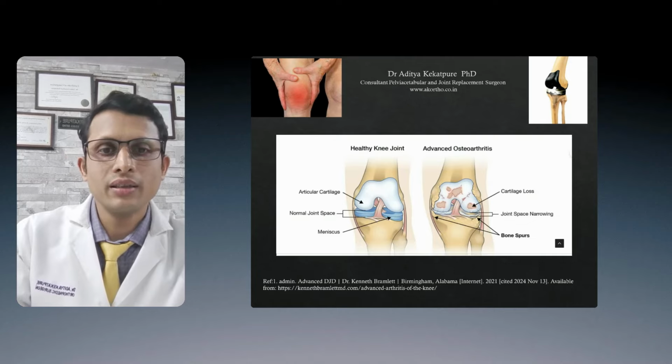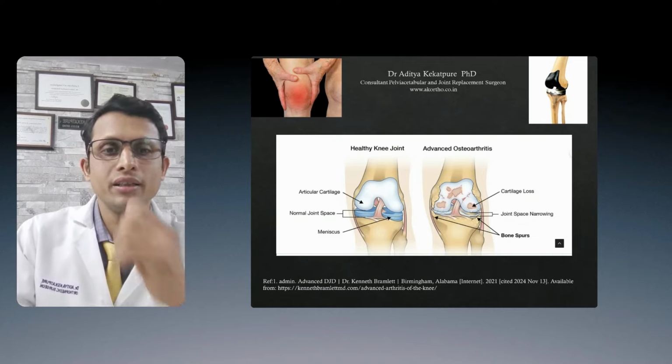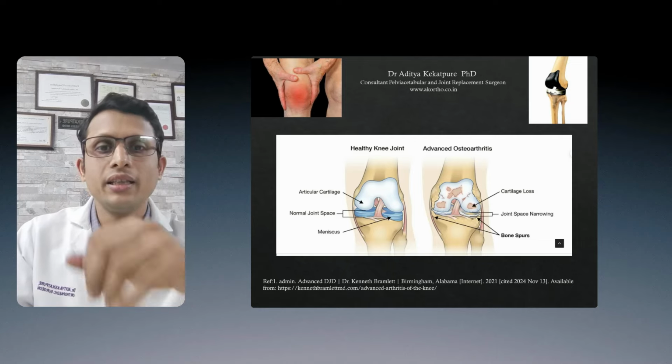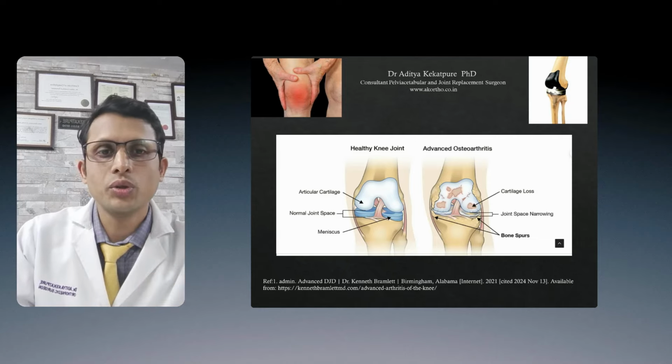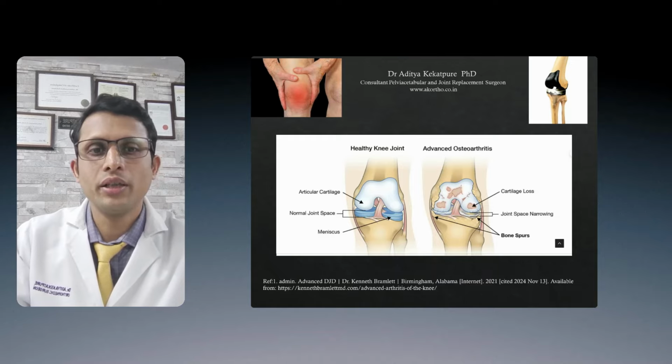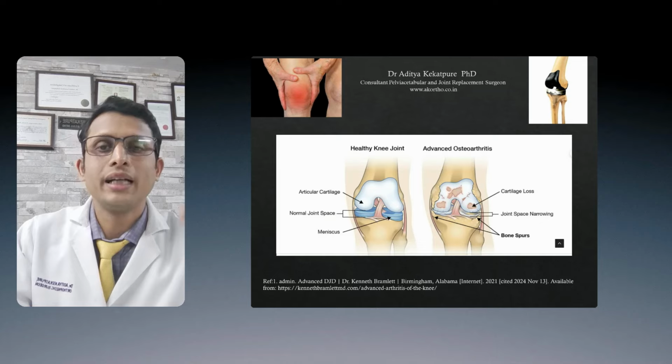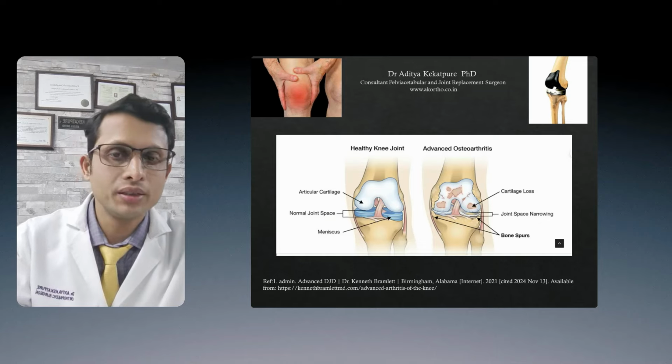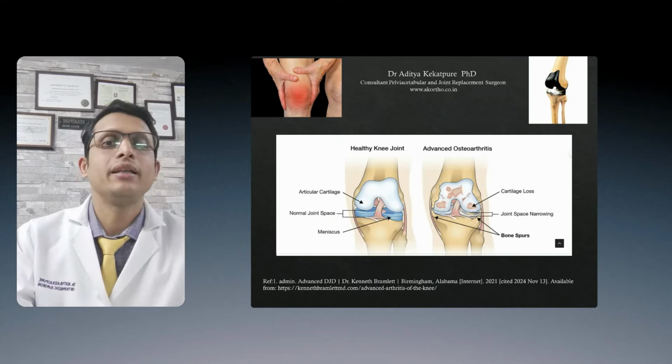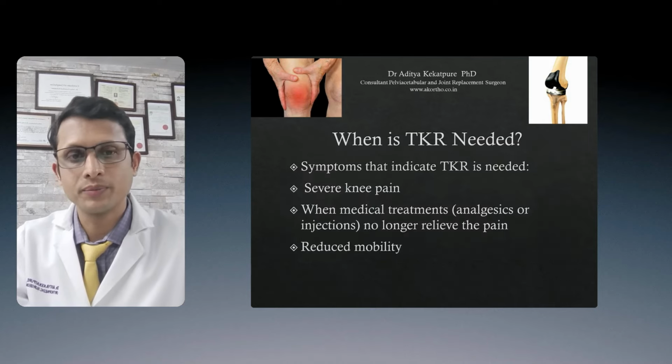Now you can see in this slide a healthy cartilage on the left side, that is a healthy knee joint. In advanced osteoarthritis you can see the cartilage is gone and you can see lesions there. The normal joint space gets lost, and then the patient starts experiencing pain.